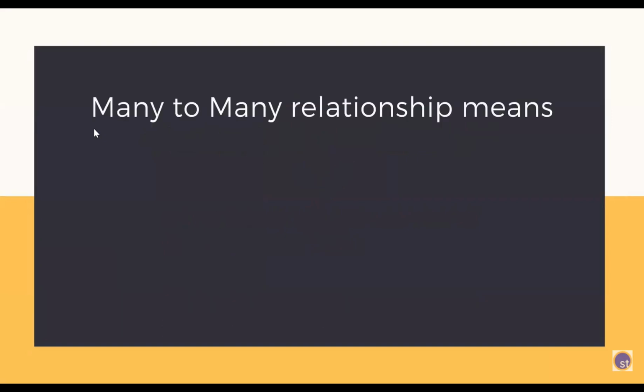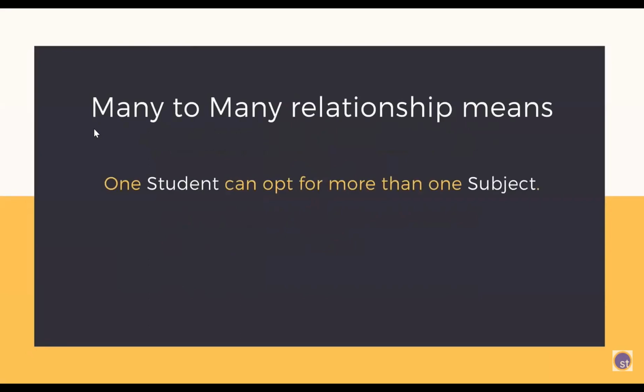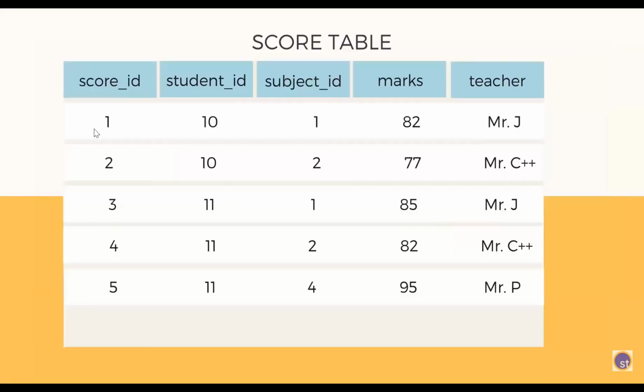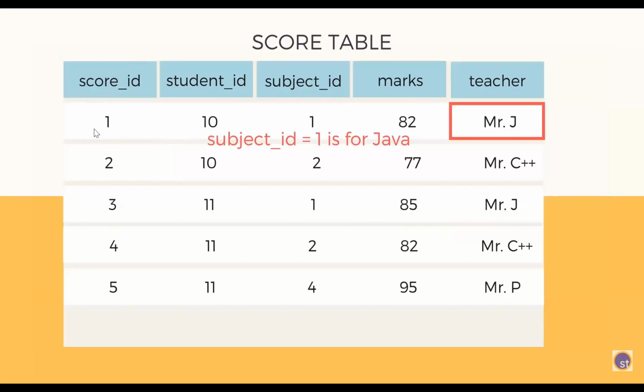When I say that we have a many to many relationship here, I mean a student can appear for any number of subjects' tests. Also, a subject can be opted by any number of students. Now, if you look at the score table, we have a column named teacher, which is only dependent on the subject. For Java, it is Java teacher. For C++, it is C++ teacher, and so on.